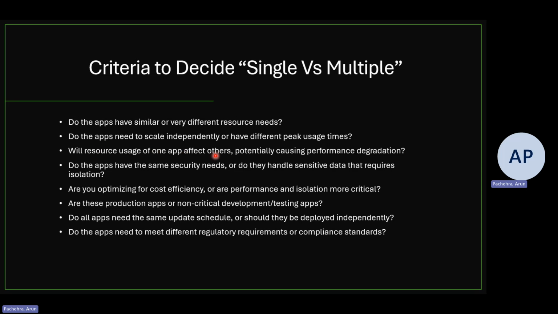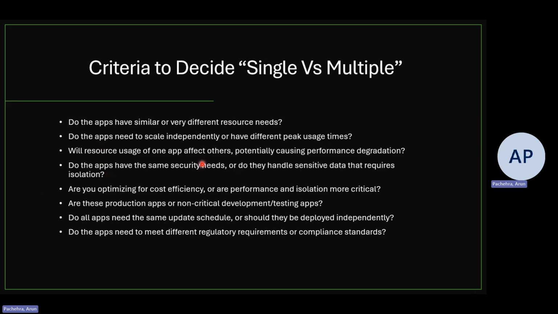Now, will resource usage of one app affect others, potentially causing performance degradation? If the performance of one app does not impact the others, running them on a single plan is acceptable. For example, apps that are not mission critical and can tolerate minor performance variation may share a single plan. Multiple plans are necessary if performance isolation is critical. If one app's heavy resource usage, for example, high traffic or intensive processing, could degrade another app's performance, using separate plans is a safer choice.